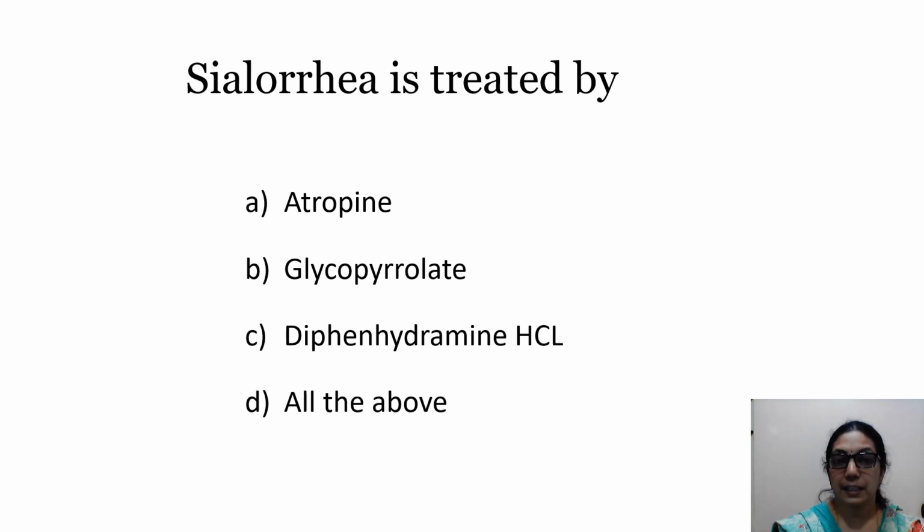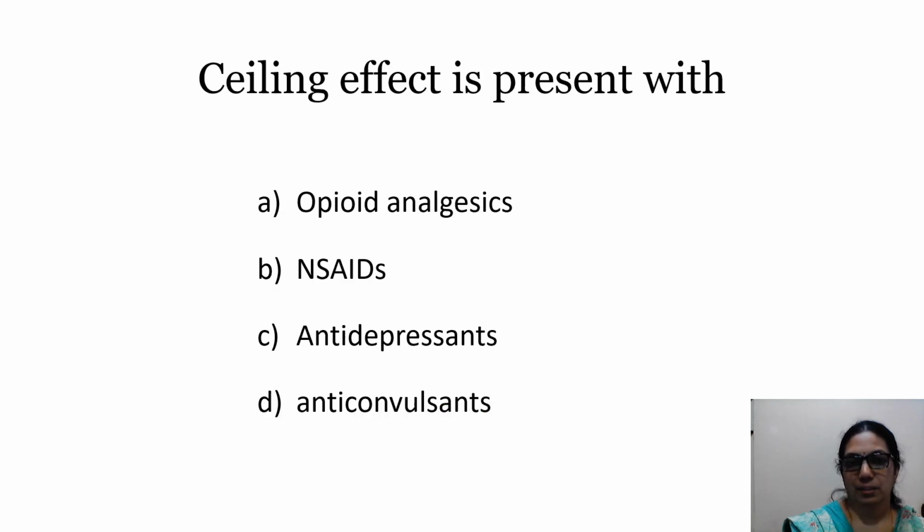Sialorrhea is treated by, what is sialorrhea? It is an increased secretion of saliva in the mouth. It is treated by atropine, glycopyrrolate, diphenhydramine hydrochloride or all the above. Which drug is used to decrease the salivary flow? What is the answer? The answer will be all the above. Atropine, diphenhydramine hydrochloride, which is an antihistaminic drug, or glycopyrrolate. So all these drugs can be used to treat sialorrhea in a patient.